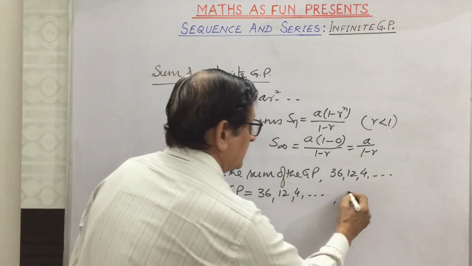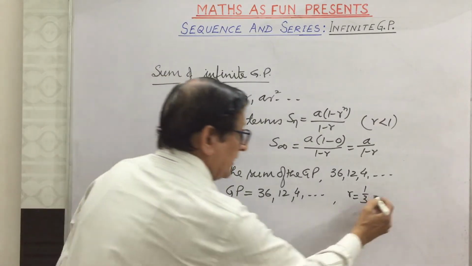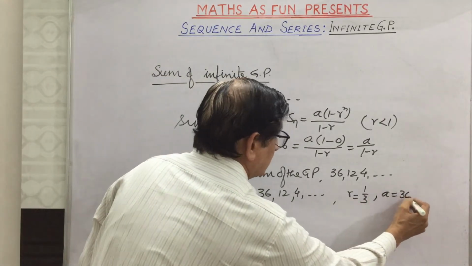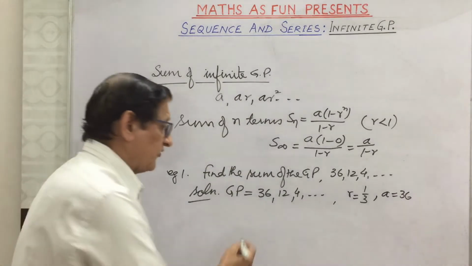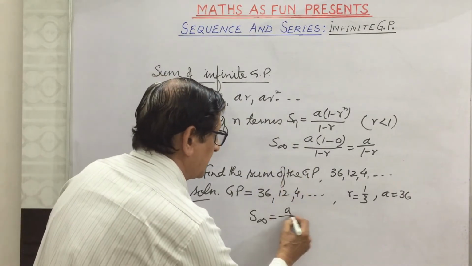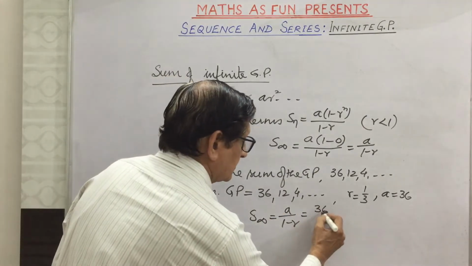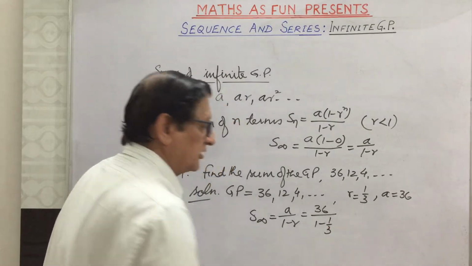Here we find the common ratio R is 1 by 3, and A, the first term, is 36. When we want to find the sum of infinite terms, the formula is A upon 1 minus R. A is 36, and 1 minus 1 upon 3.